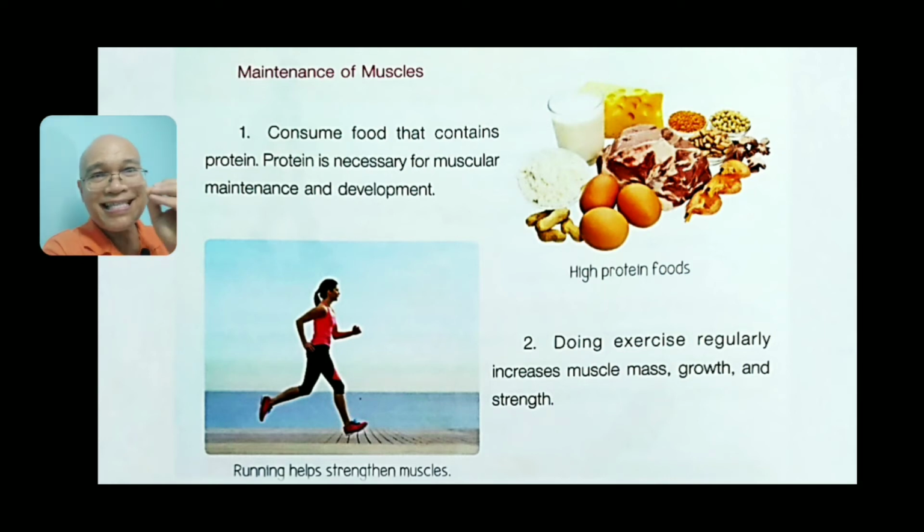So protein is necessary for muscular maintenance and development. Without protein, in other words, your muscles will be gone. So it's important at your age to have more protein so you will build and grow taller easily, with bigger muscles and a stronger body.